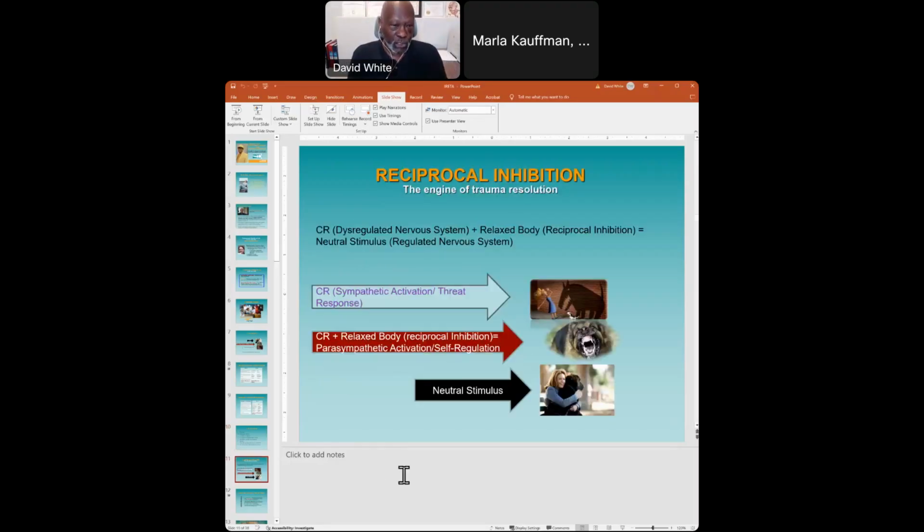So how do we begin to resolve secondary traumatic stress? We do it through a process called reciprocal inhibition. This is the engine of trauma resolution. So let's take a look at that.